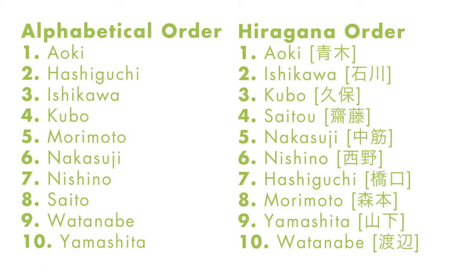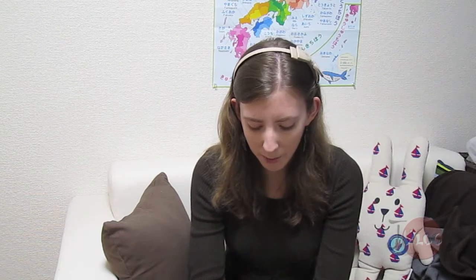And Kubo is ka, ki, ku. That's the next one in the order. So it basically goes like that. It's very similar in the way it's set up and organized in comparison to alphabetical order. However, the order is totally different, as you can see.